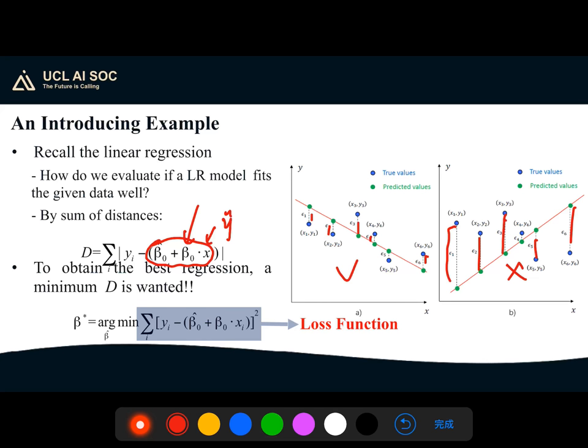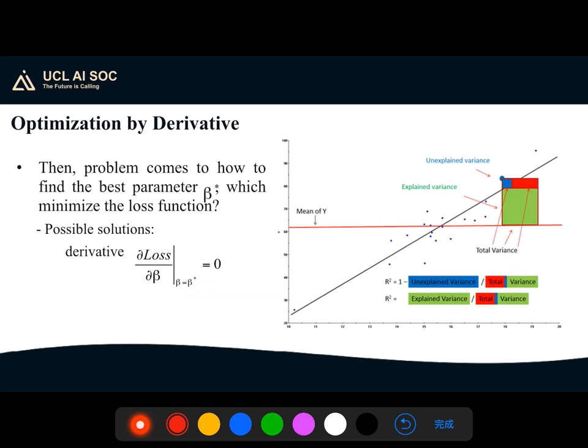Then the question becomes, we want to obtain the best regression, and we need to minimize the sum of the distances, right? That is to find the best parameter beta star. So then the problem comes to how to find the best parameter beta star, which can minimize the loss function, D, right? One of the possible solutions is to use the derivative. We want to find the beta that makes the partial derivative of the loss function with respect to beta equal to zero. Then that beta should be the beta star, which is the best parameter that minimizes the loss function.